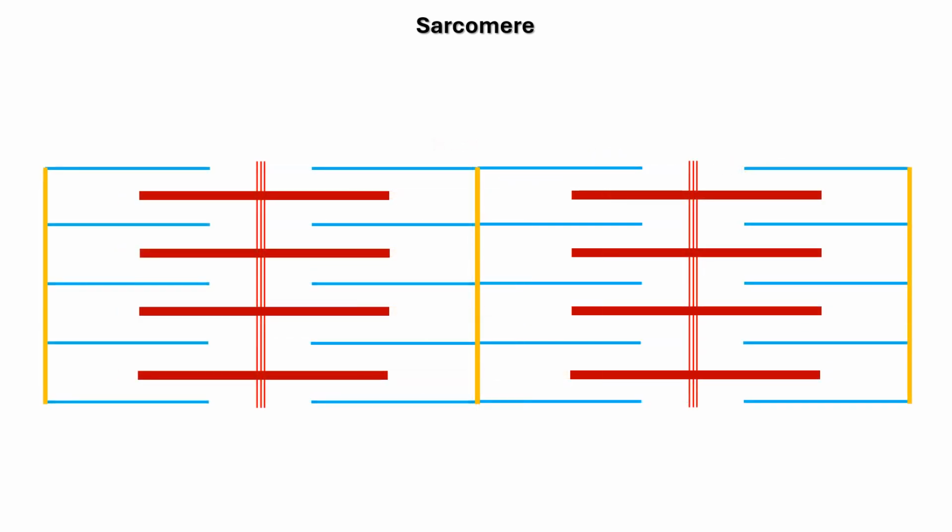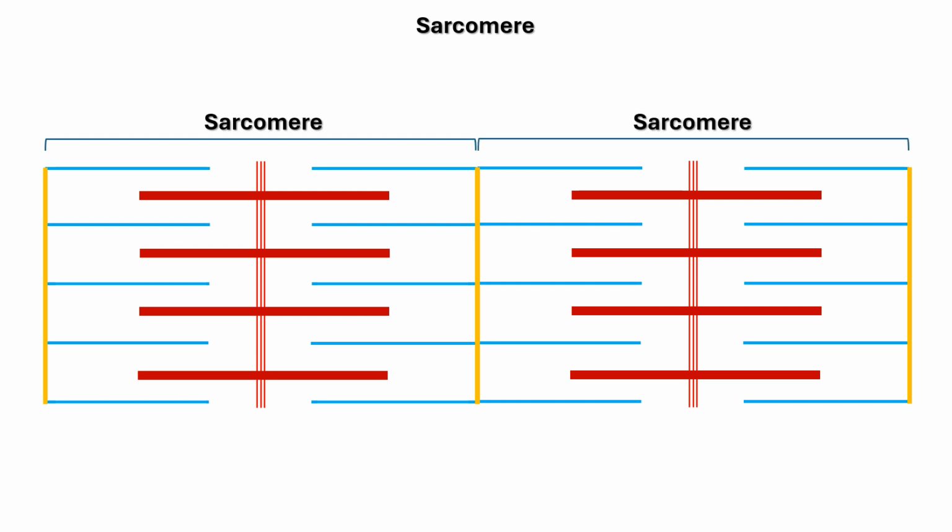Now here I've brought up two sarcomeres. I've got one here off to the left and one here off to the right. And like I said a moment ago, a sarcomere is defined as that region between Z lines, from Z line to Z line, keeping in mind that the yellow lines in my image here represent the Z line. So we've got two sarcomeres here.